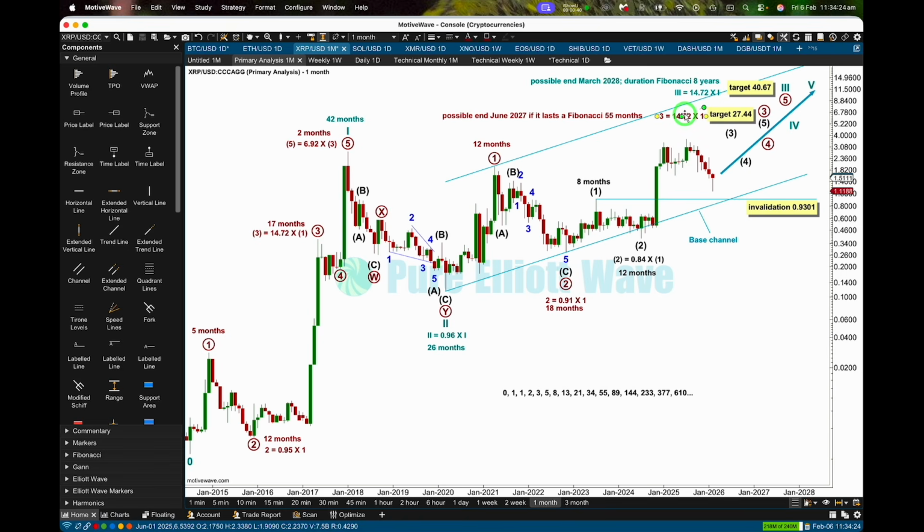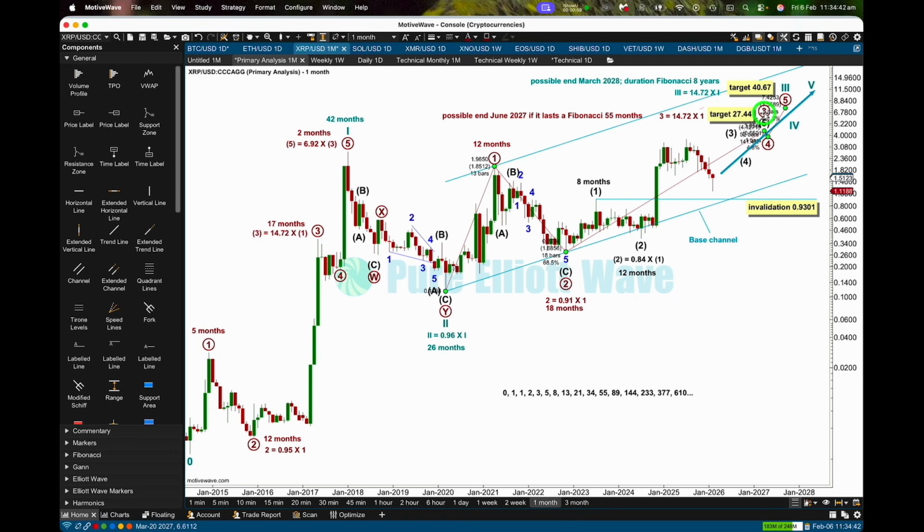Targets are calculated using previous ratios exhibited in this analysis here. Primary 3 was 14.72 times the length of primary 1. If we see that again here, this primary 3 would reach 27.4. And again, same ratio, not a Fibonacci ratio, it comes from here. 40.67 is the target for cycle 3.